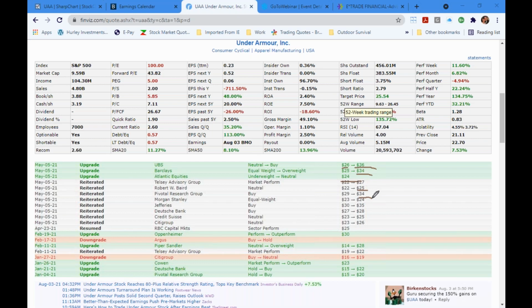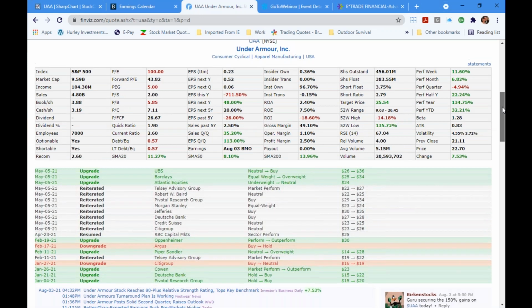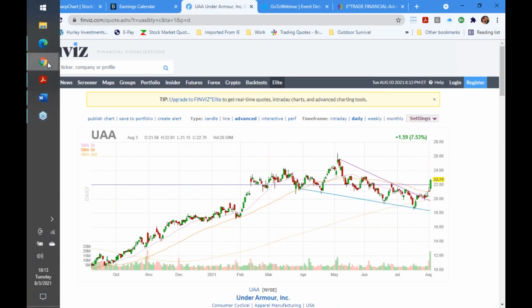Piddle, which is a no name, is at 34. Morgan Stanley, 24. I would expect to see an upgrade from a reputable company. Jefferies has them at 35. Deutsche Bank at 28. 25 at Citigroup. I would expect to see an upgrade here by a reputable company. RBC at 26. I'd expect to see an upgrade here. So it'll be interesting to see if we get a couple upgrades in the near future on Under Armour.